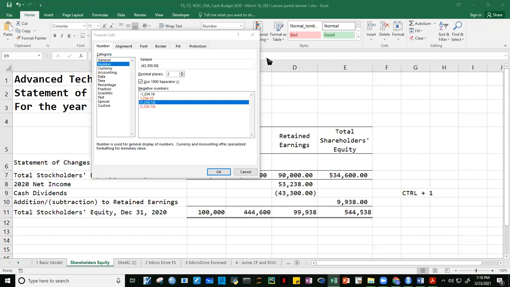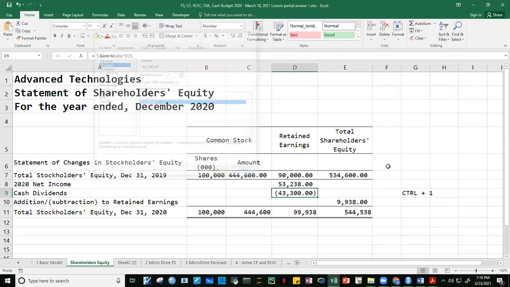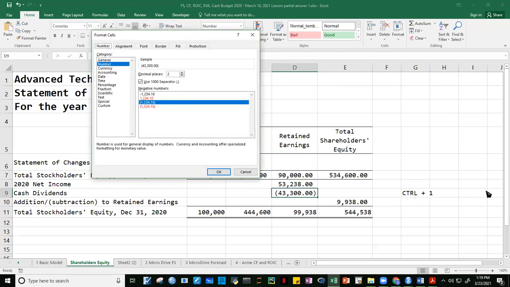Okay, sinelect nyo ba yung cell? Yes, sir. Everything po. Sinelect nyo muna to. Tapos sa control 1 kayo. Tapos sa category, did you choose number? Yes, sir. Okay, tapos hindi lumalabas yung ano? Yung option na po sa akin is pareho silang negative.